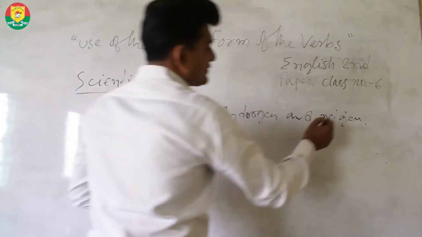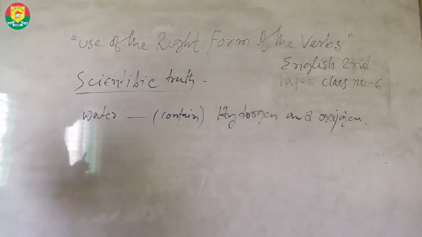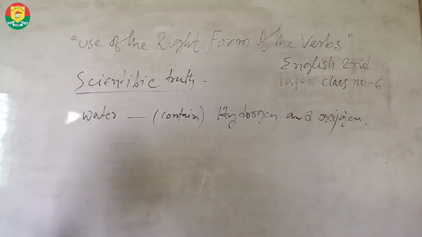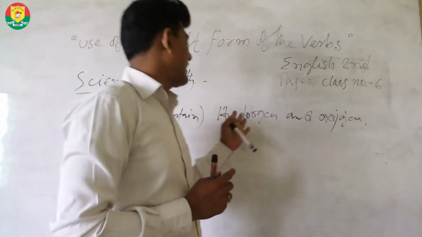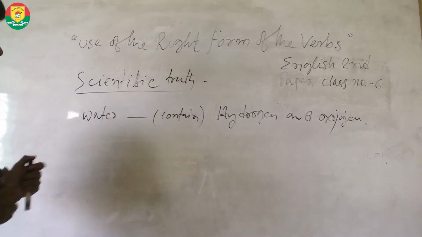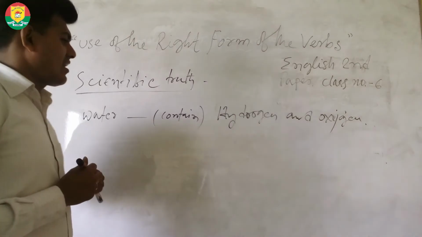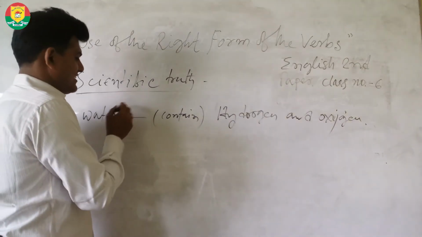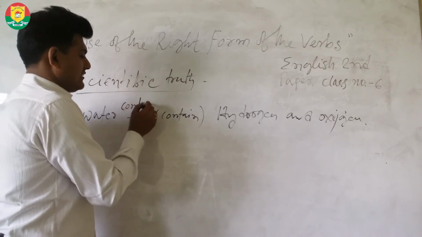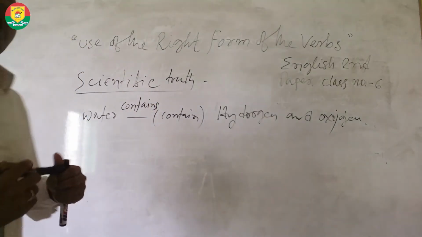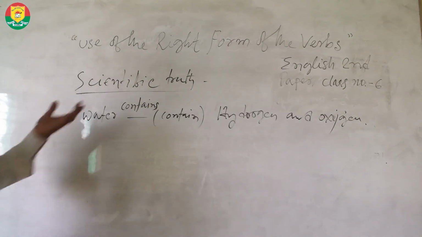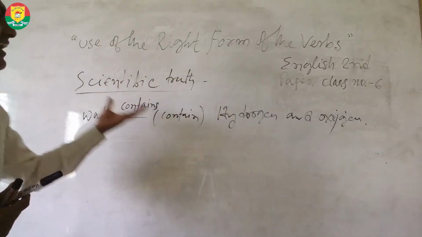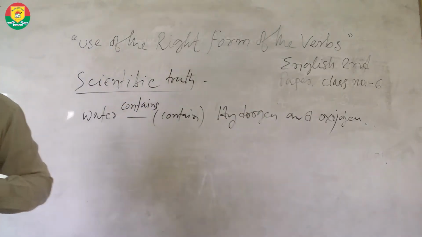Hydrogen and oxygen. What will be the right form? There is a scientific fact that if we divide water, we find hydrogen and oxygen. So the right word is contains: water contains hydrogen and oxygen. In this example, we find a scientific truth.